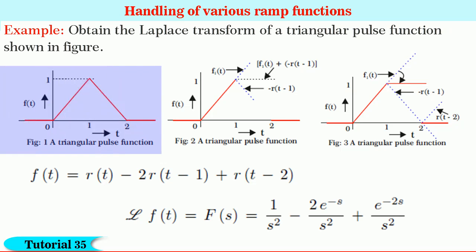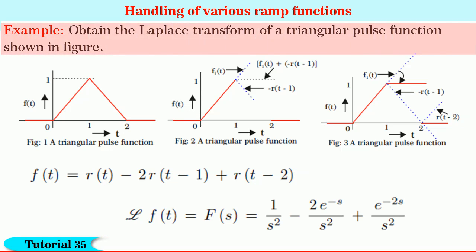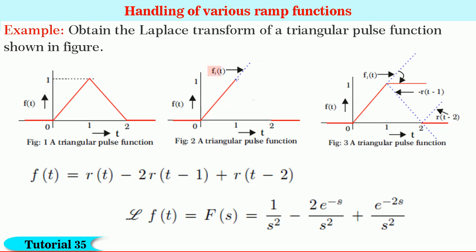Consider the function shown in the figure. We are required to find the Laplace transform of a given triangular pulse. If you observe the figure carefully, you find that there is a unit ramp which occurs at t is equal to 0. Its slope is 1 by 1. Let it be f1 of t, and f1 of t is equal to r of t. But the given function takes a turn at t is equal to 1 second.